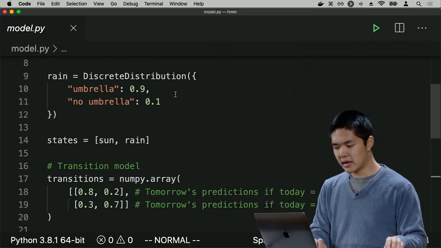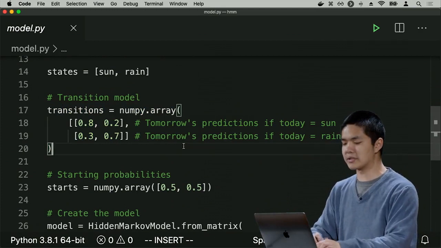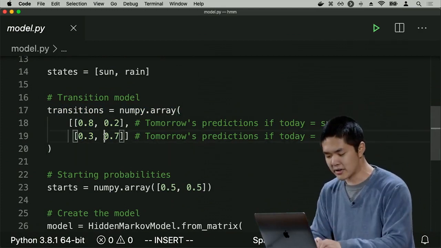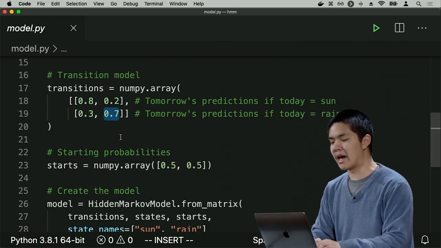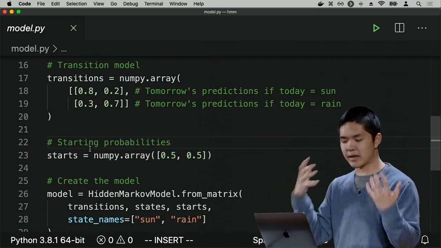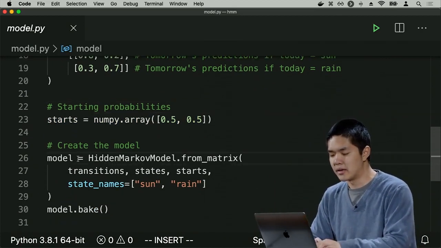So then, I also need to add a transition matrix, same as before, saying that if today is sunny, then tomorrow is more likely to be sunny. And if today is rainy, then tomorrow is more likely to be raining. As with before, I give it some starting probabilities, saying at first, 50-50 chance for whether it's sunny or rainy. And then I can create the model based on that information.